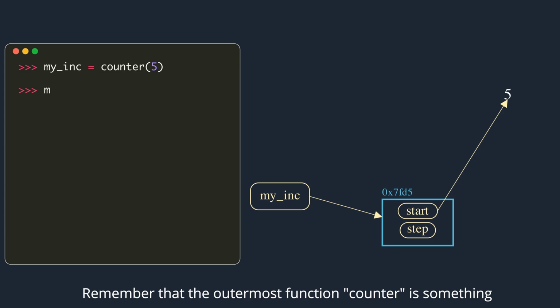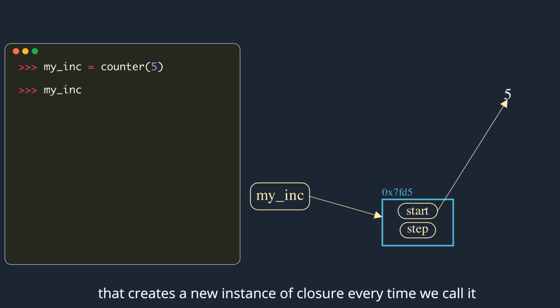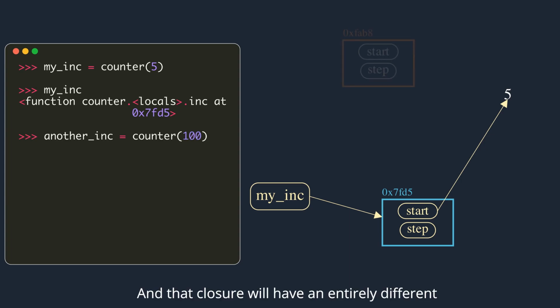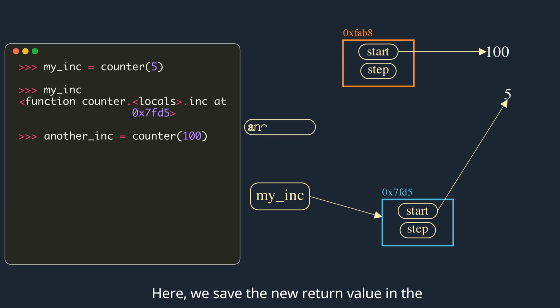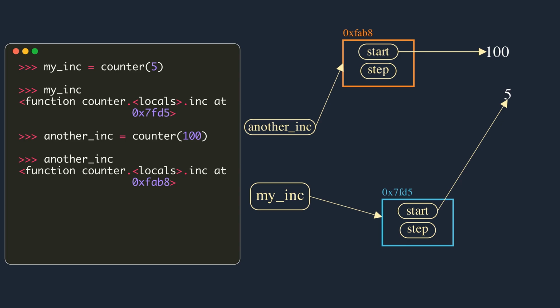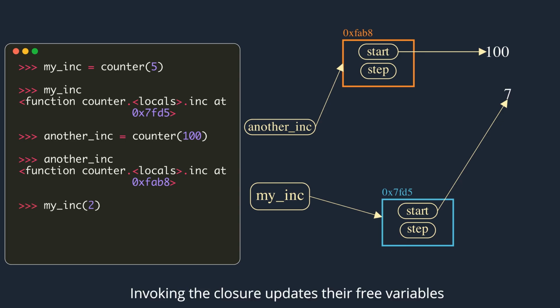Remember that the outermost function counter is something that creates a new instance of closure every time we call it. That closure will have an entirely different free variable. Here, we save the new return value in another _inc variable. Invoking the closure updates their free variables independent of the other closure instance.